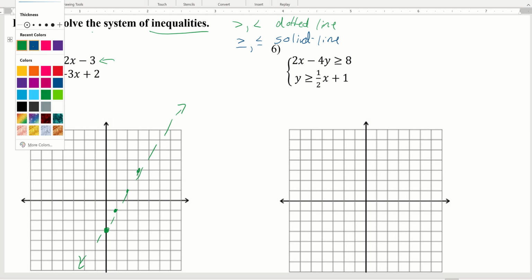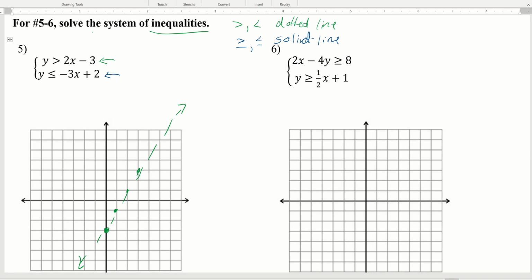Then our second one, the blue one, is going to start at 2, and his slope is -3, so 1, 2, 3. Woohoo! We intersect right there. Now it's a solid line since it's equal to.